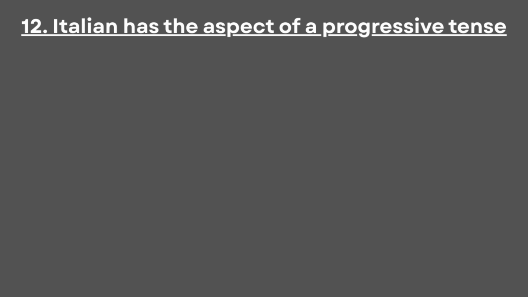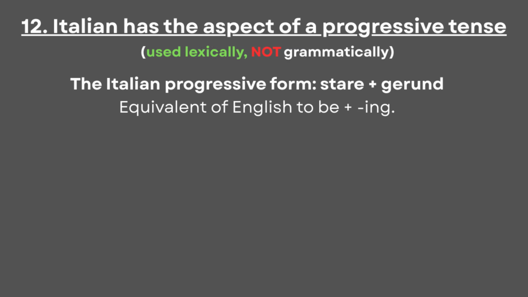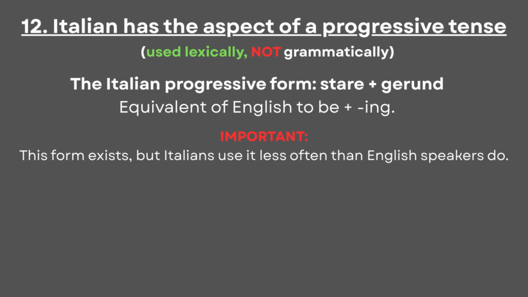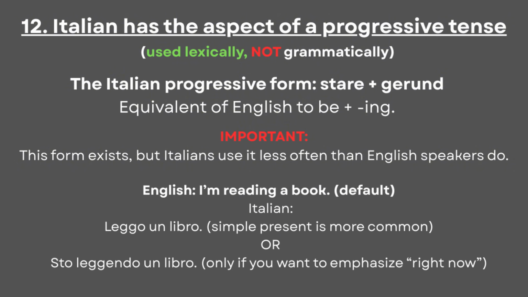Number 12. Italian has the aspect of a progressive tense, but it's used lexically and not grammatically. This means that Italian can express progression, which is equivalent to be plus ing in English. However, while this form exists, the language uses it less often, because in spoken Italian, the simple present is more common, while the progressive would emphasize that an action is happening right now, using stare plus a gerund.